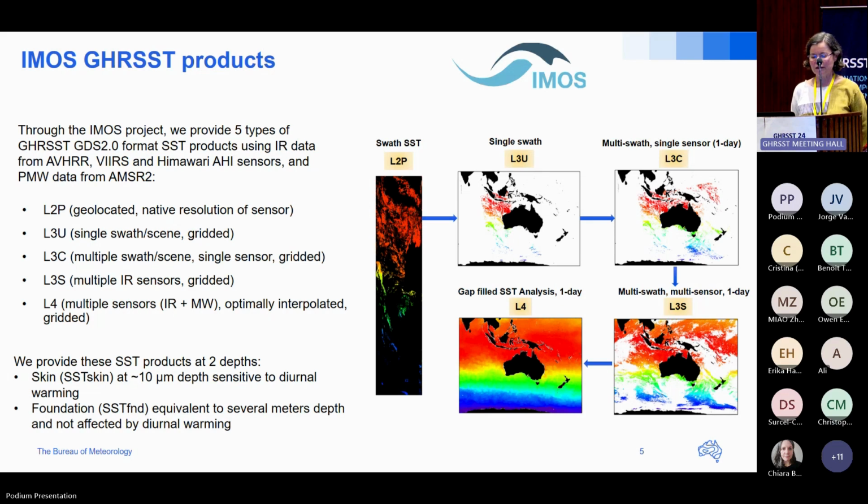Note that all the level 3 products that we produce are on the same consistent 0.02 degree lat by 0.02 degree long grid, which helps our users. We provide these SST products at 2 different depths. The skin, which is at approximately 10 micron depth, and which is sensitive to diurnal warming, and then the foundation SST, which is equivalent to several meters depth and which is not affected by diurnal warming.